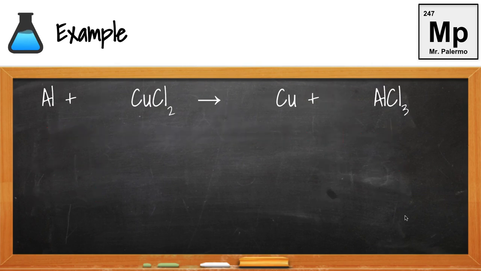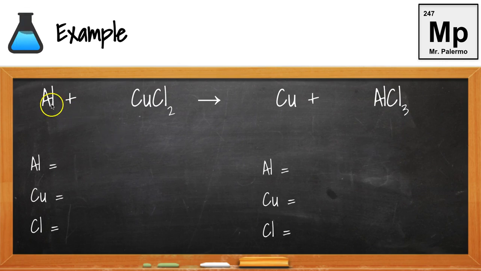Let's look at another example. We'll do the same thing. So in this reaction, let's first see if it's balanced. So I have 1 aluminum, 1 copper, and 2 chlorine on the left. I have 1 copper, 1 aluminum, and 3 chlorine on the right. So this is not balanced, and it's the chlorines really that aren't balanced in this reaction. So same situation as before, we have 2 chlorines on the reactant side and 3 chlorines on the product side. So how do we get them to be equal?